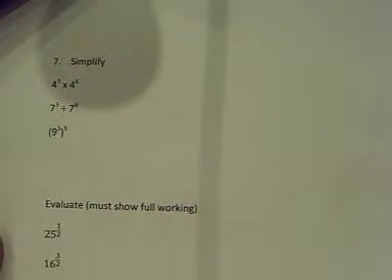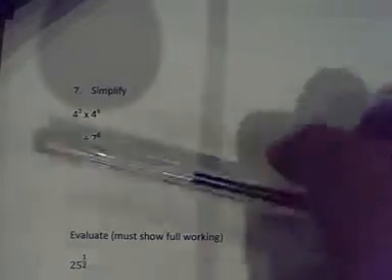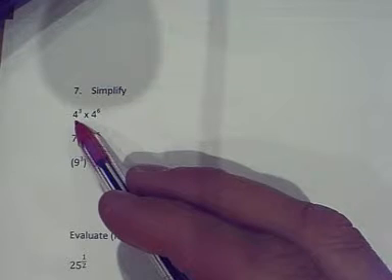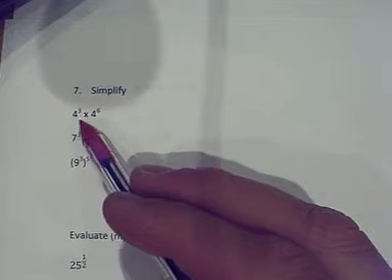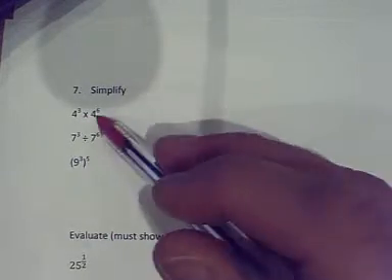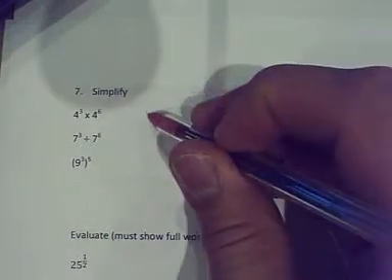Okay, final countdown. So with indices, if you have the same base, and we've got base here and an index here. Base is the big number at the bottom, the index is the small number at the top. If you've got the same base and you're multiplying, you add the indices. So 4 to the 3 times 4 to the 6 is 4 to the 9.